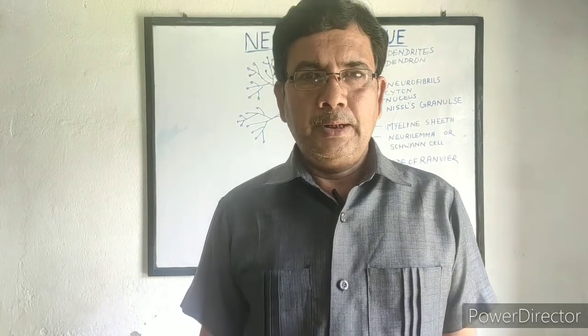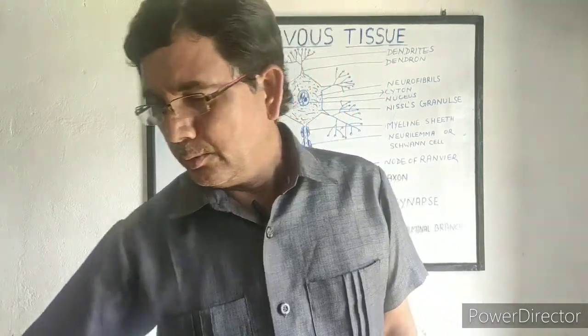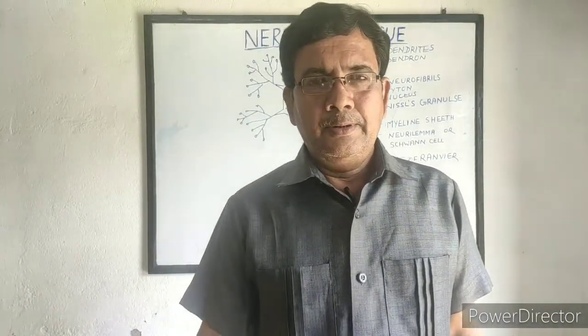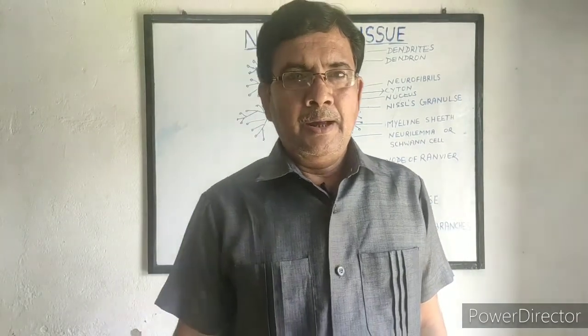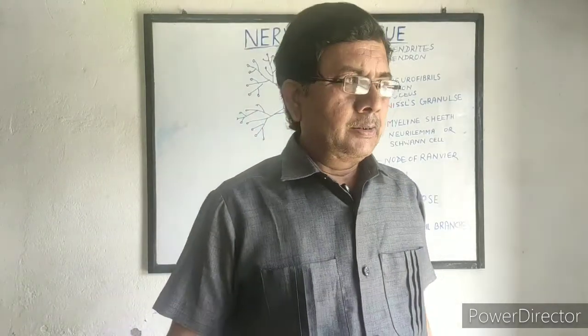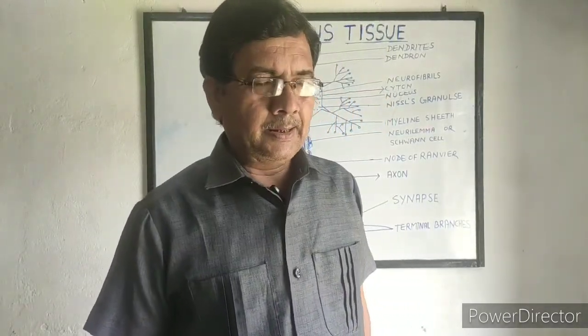Today I am going to explain nervous tissue for class 10. The tissue which helps in conduction of nerve impulses is called nervous tissue. That means it receives the stimuli from the effector organ and sends the order of the brain and spinal cord to the organs for their proper action.